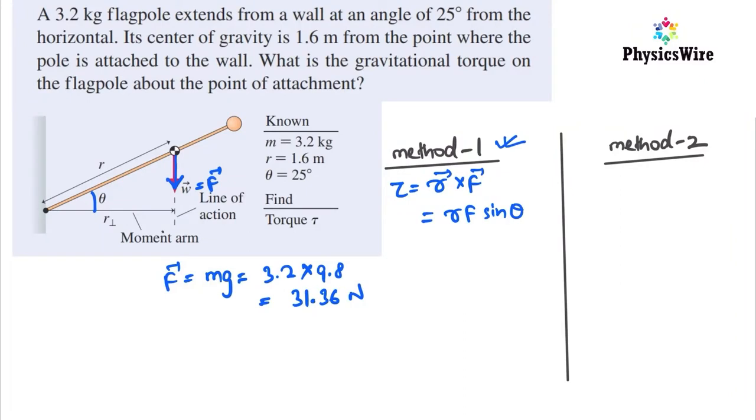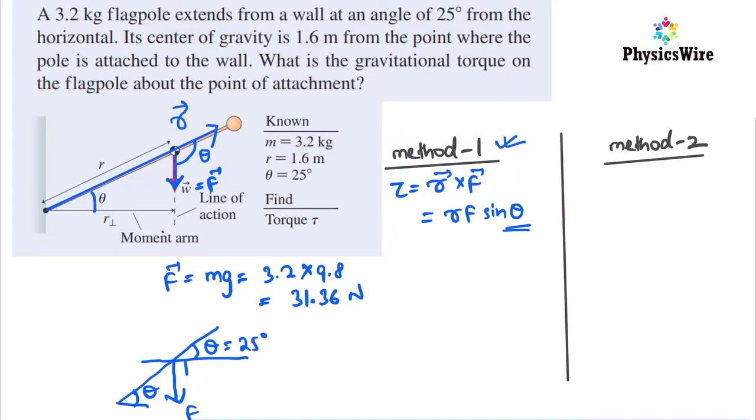Now we have to calculate this angle theta between the r vector and the f vector. Now draw a line from the fixed point to the force. So this is your r vector and the force is given. We need to calculate this angle theta. So how to do that? It is basically like this. So this is your theta. If you make one parallel here, this angle theta is again 25 degrees and this is 90 degrees.